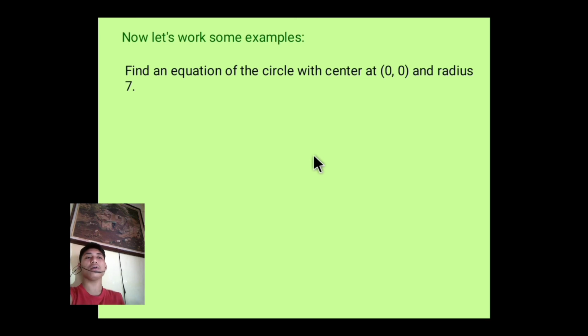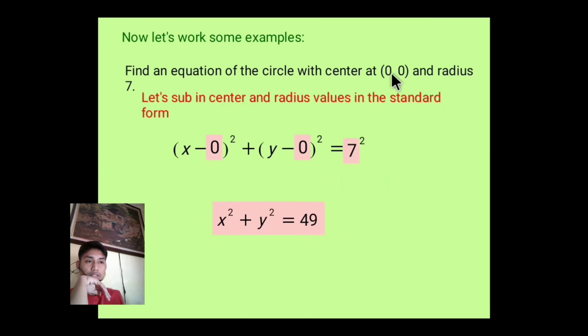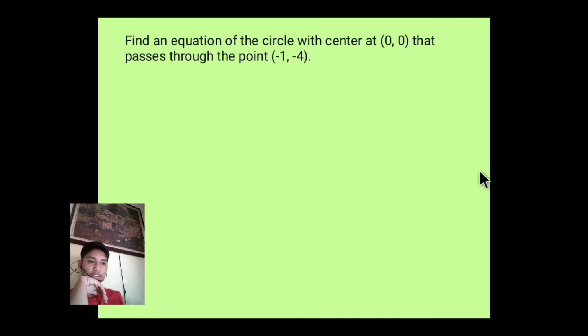So now let's work some examples. Find an equation of the circle with center at (0, 0), or the origin, and a radius of 7. Alam naman natin yung ating standard form kapag nasa origin. So now let us replace the 0, 0. Wala na ito, so square the x, square the y, and 7 times 7 is equal to 49. Yun yun.